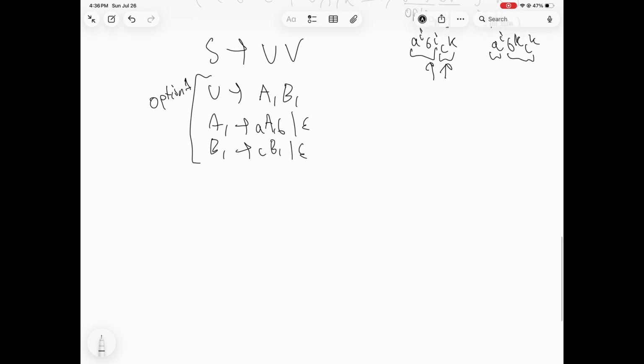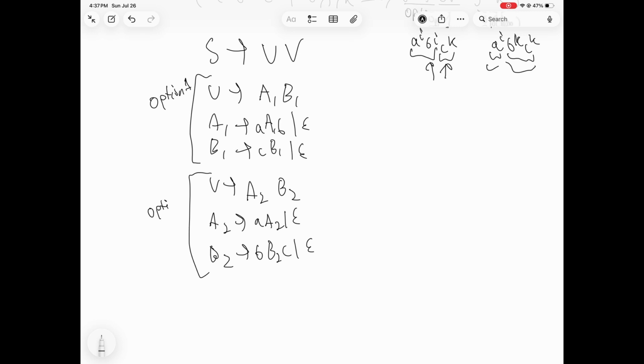Now, option 2 is going to be really similar. We're going to have V goes to A subscript 2, B subscript 2. So A subscript 2, and then we have B subscript 2. And this time it's going to be B to the K and C to the K on the right, and A to the I on the left. So A2 is going to be containing the A's. So A2 goes to A, A2, or epsilon, and then B2 is going to go to B, B2, C, or epsilon. This is going to cover option 2.